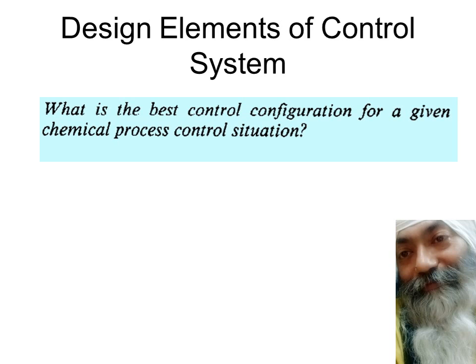The next question is: what is the best control configuration for a given chemical process control situation? This is something we will deliberate upon to a greater extent as compared to the rest of the questions. We have already asked three questions, this is the fourth one, and the fifth one we also asked. This fourth question is perhaps carrying the most weight. What is the best control configuration? What do you mean by configuration? Again, we will study this in 2-3 slides coming thereafter.